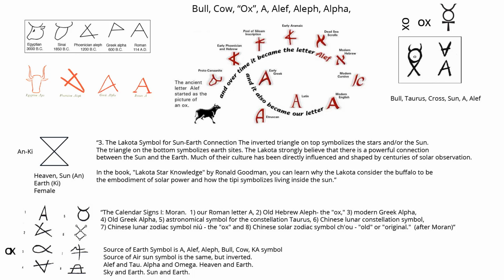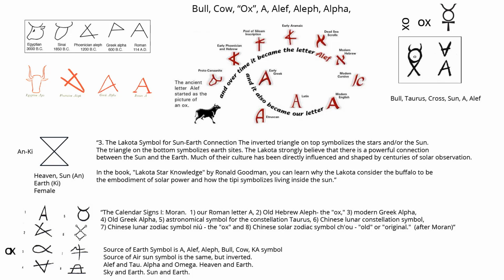So the source of the earth symbol is A. You know the earth symbol, the inverted triangle with the line across it? We'll look at number 4 here. The Old Greek Alpha. Doesn't that look like the earth symbol? The A? Again, Aleph from the ox, bull, cow symbolism. The A comes from the bull, cow symbolism. The Ka comes from the bull, cow symbolism.